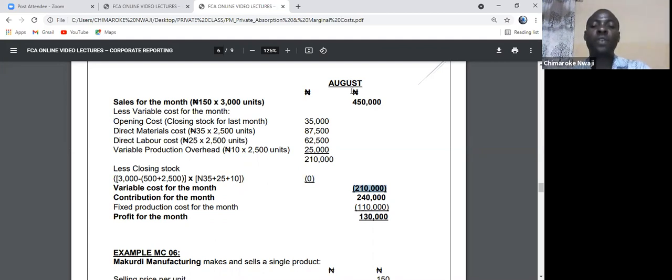When you less it from 450,000, which is the sales, you have 240,000 as your contribution for the month. Then your fixed cost is 110,000, and when you less it, you have 130,000 as the profit for the month. So it's not difficult. It's so easy for you to produce your financial statement using marginal costing. I want you to go through these examples again and again and see how you can replicate this.